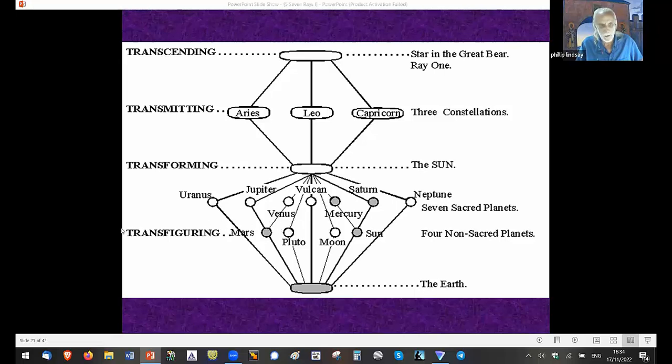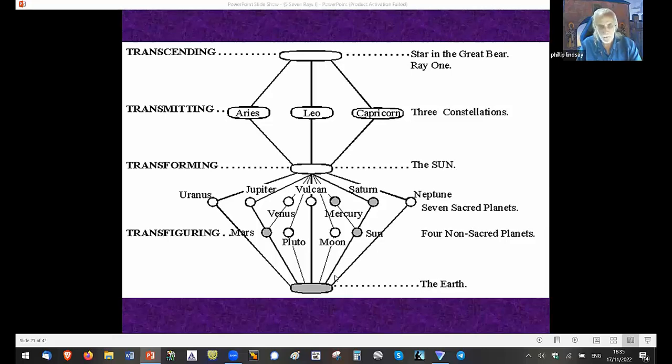So this is the transfiguring level, and you can see that then these ray energies and planetary energies and zodiacal energies reach the Earth. These 3 magnetic patterns. The rays are a magnetic frequency. The zodiac signs are a magnetic frequency. The planets are magnetic frequencies. And the planets and signs and rays all have certain affinities with each other.